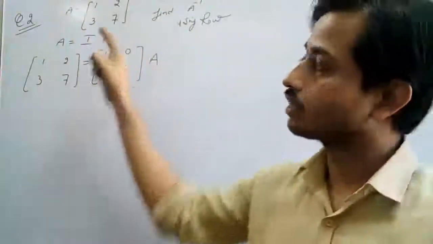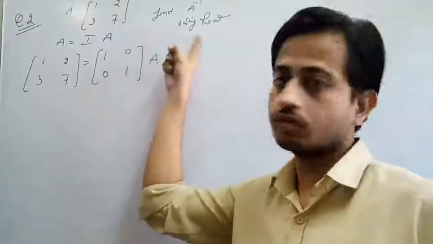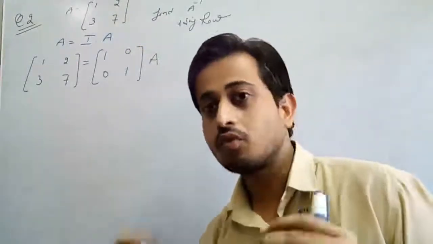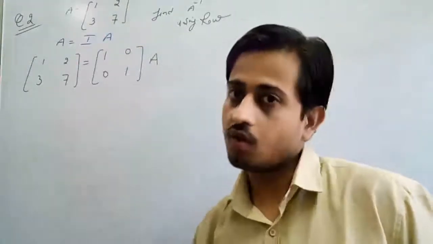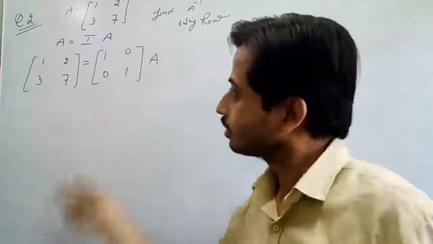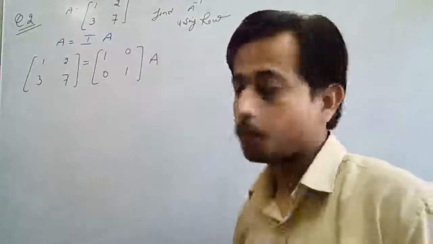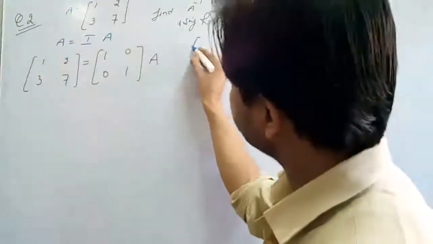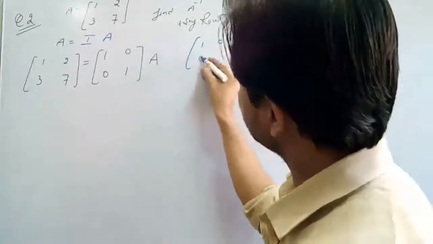Now this is our second question. We have to find out the inverse of the matrix by using row operation. So now we have to try to do fast, because we already know the concept behind finding A inverse. We have to use elementary row operation. What do we have to make? We have to make the identity matrix, 1 0 0 1.